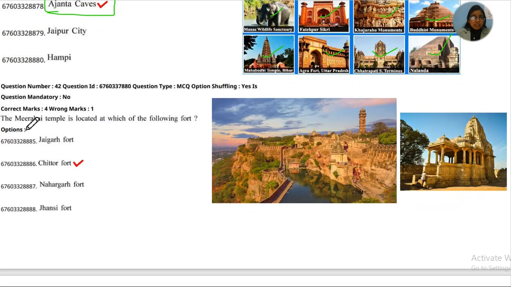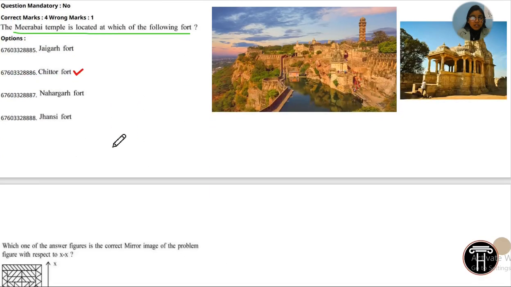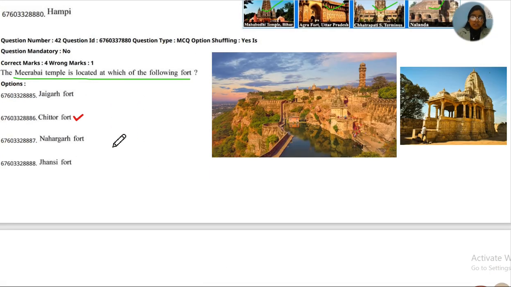Next question you have is, the Mirabai Temple is located at which of the following forts? So the Mirabai Temple is located inside your Chittorgarh Fort. So this is your Chittorgarh Fort, inside which we have this Mirabai Temple. Okay, this is your Mirabai Temple image.